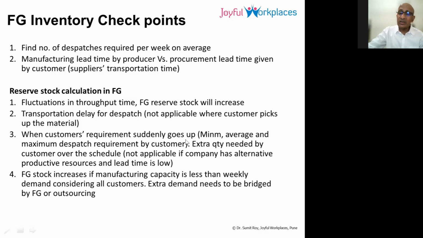जब कस्टमर का रिक्वायरमेंट सडनली ऊपर जाता है तो एवरेज एंड मैक्सिमम डिस्पैच रिक्वायरमेंट का अगर कस्टमर का ज्यादा हो जाता है तो उसके लिए भी आपको एक्स्ट्रा क्वांटिटी चाहिए. Not applicable if the company has alternate productive resource and lead time is low. अगर आपके पास एक अल्टरनेट प्रोडक्शन रिसोर्स है which you can start immediately, and or you have a subcontractor who can take care of that. ऐसा काफी बार होता है, मैंने देखा है. In that case, you don't have to compensate it by FG reserve stock.